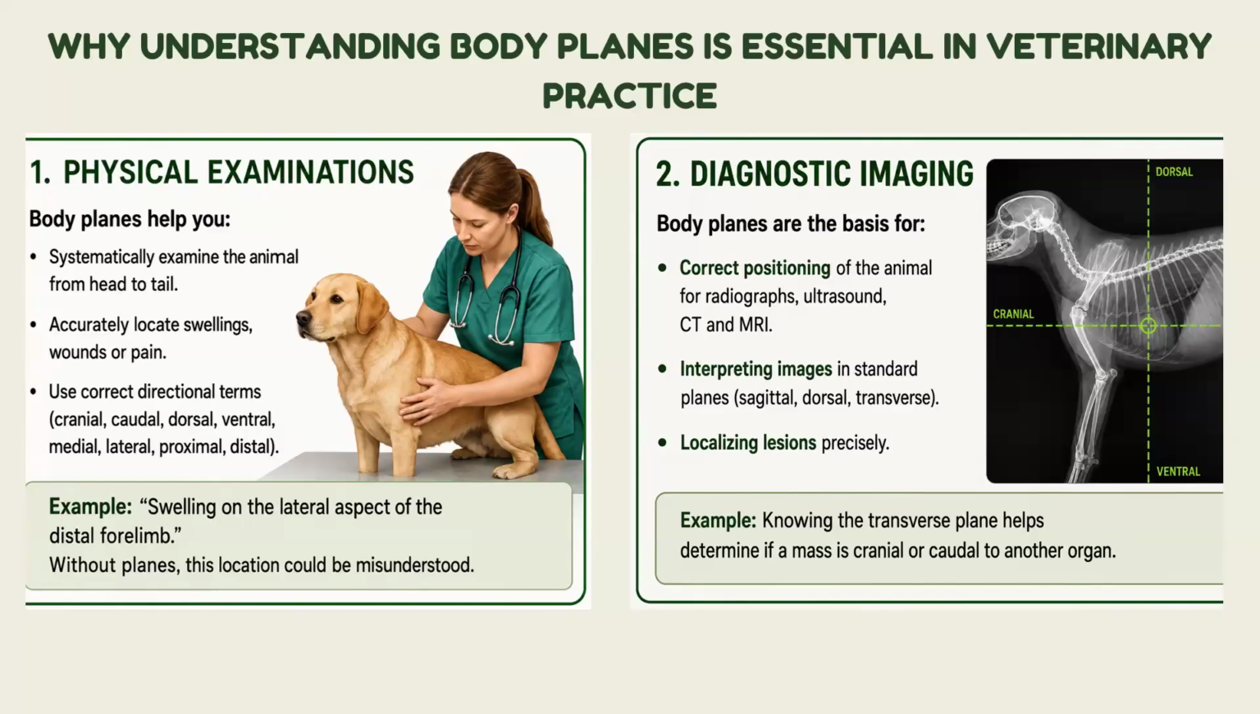We have the median plane, the sagittal plane, the dorsal plane, and the transverse plane. And if you don't have a good knowledge of body planes, you will not be able to identify all these. And remember, animals are quadruped animals. They stand on four legs. They don't stand on two. So your knowledge of body planes is very important, not only for physical examination, but also for diagnostic imaging.